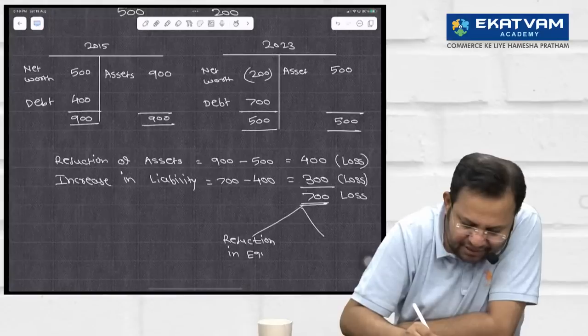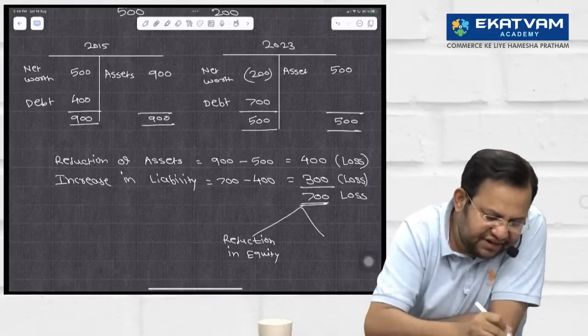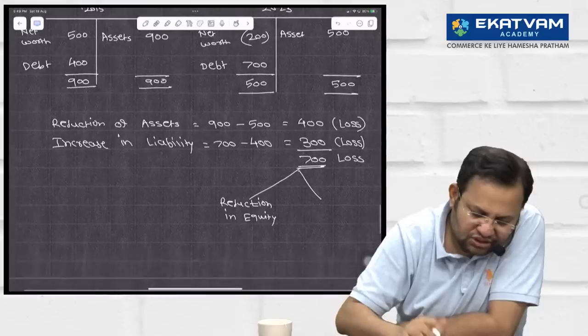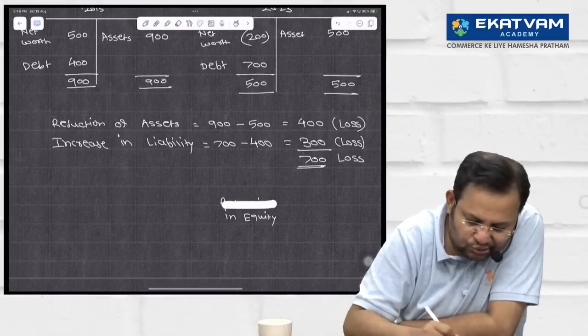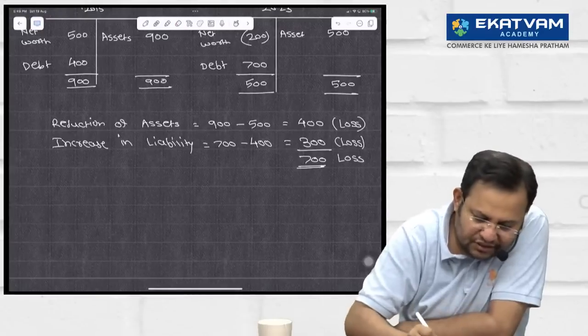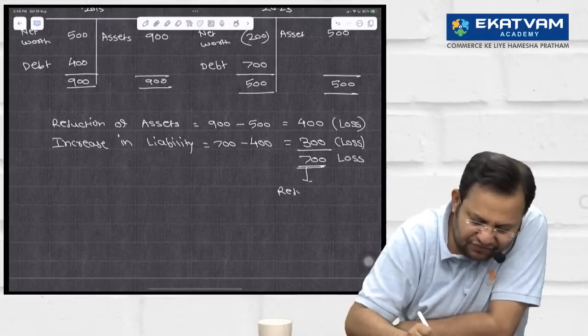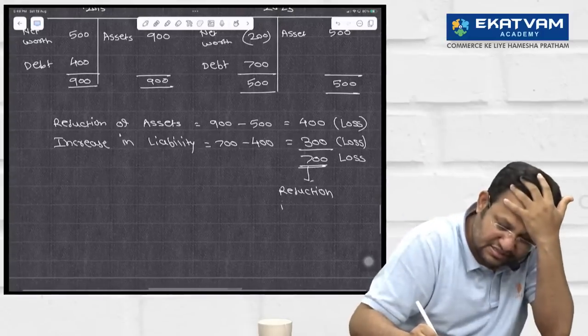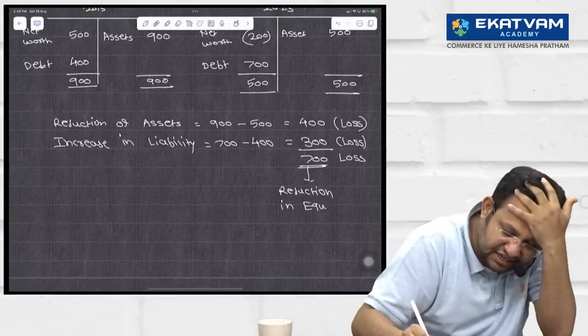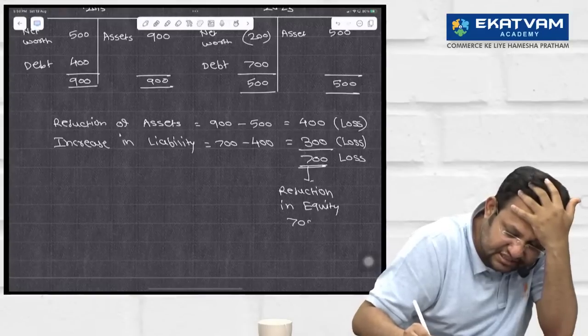Finance तो करना पड़ेगा ना मेरे को. Reduction in equity कितना है? Total 700. Ultimately, now listen. This entire loss, who should bear it? Equity holder. Exactly if you find out, reduction in equity is 700.